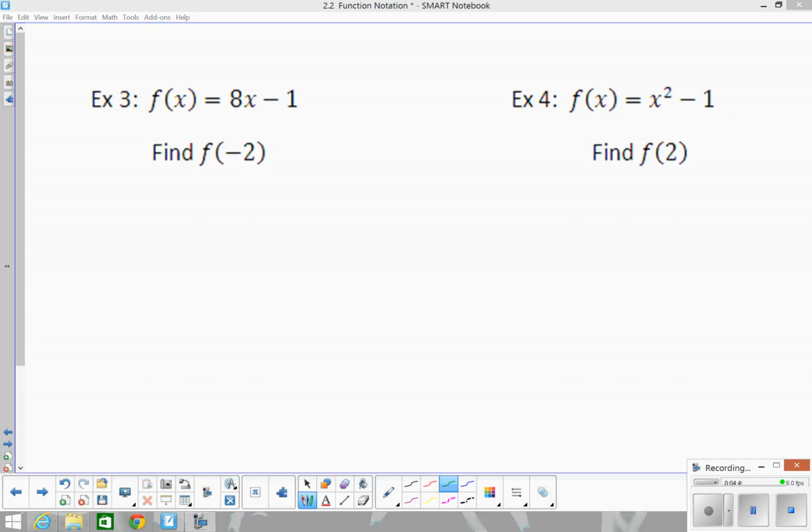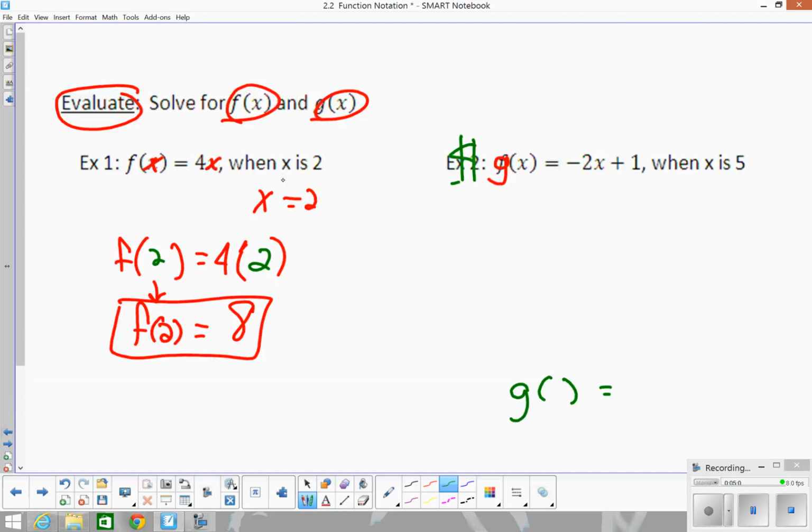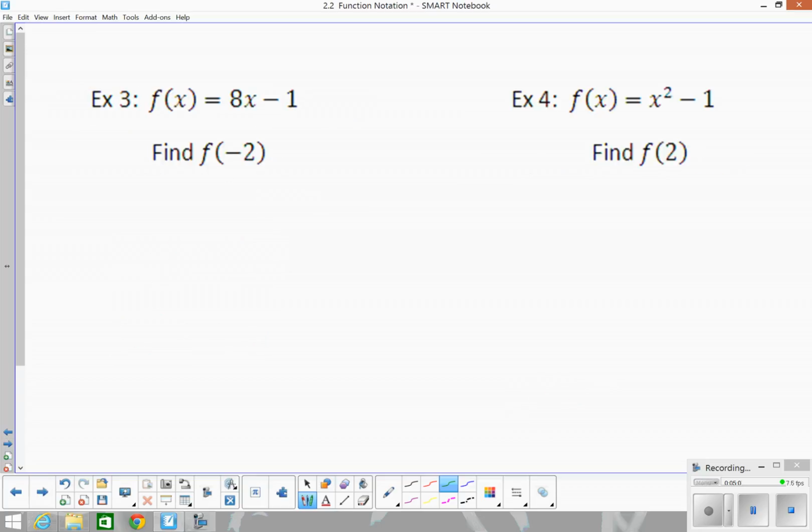My next example is going to be the same as what we just did. It's just illustrated a little bit differently in the beginning. I'm still evaluating and plugging in a value, but in this case I have f of negative 2. The last one said when x is positive 2, so it listed what x is. But this doesn't necessarily tell you what x is. If I have f of x, this is f of negative 2. So really, x is negative 2. All you're going to do is take that negative 2 and plug it in for your value of x. So you're going to have f of negative 2 equals 8 times negative 2 minus 1.